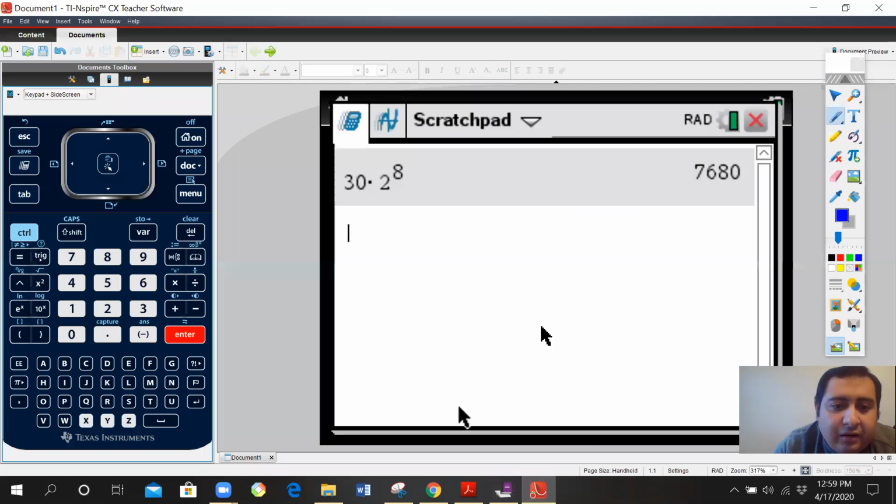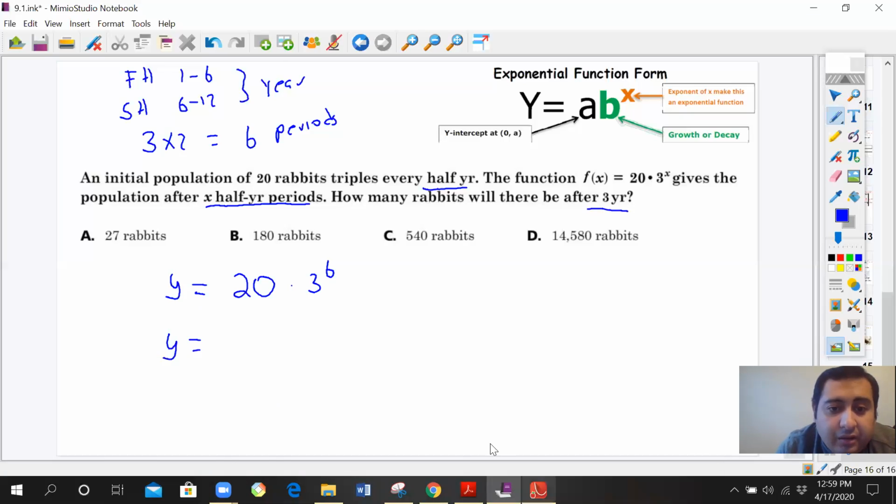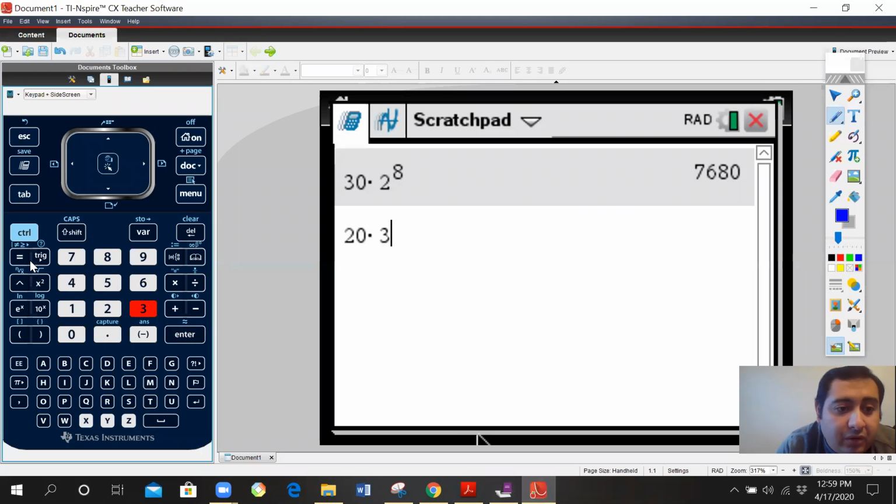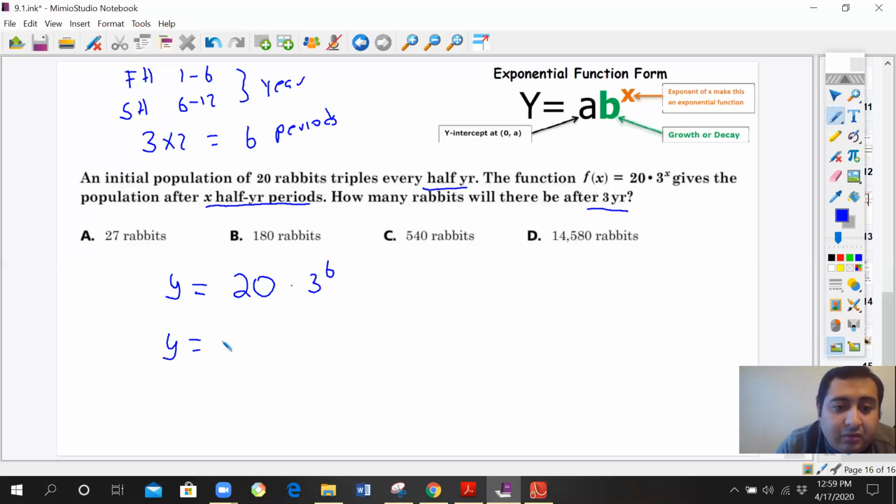Let's go back to the calculator. We have 20 times 3 to the power of 6. And we get 14,580. So 14,580 rabbits, which is letter D.